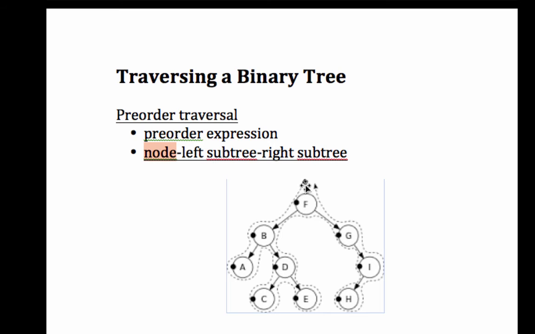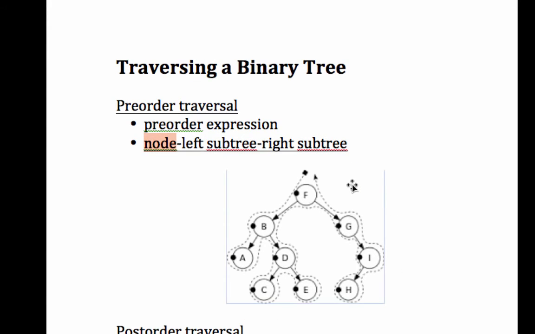Now, to traverse the tree, I'm going to use the curve and the dots. I start where the black box is, and I'm going to move counterclockwise. So I start on the square, follow the curve, and every time the curve intersects the marker, I'm going to print that node. The first intersection of the curve and the marker is for the node F. So if I were to print the nodes, the first value printed is F.